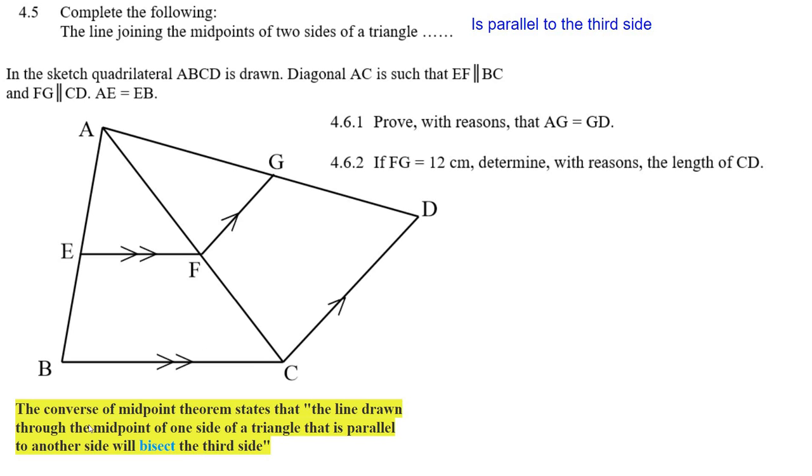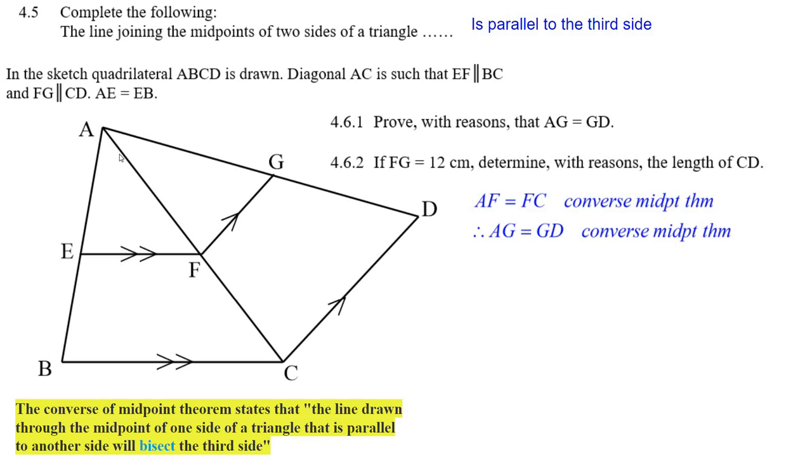And there's a thing called the converse of the midpoint theorem that states the line drawn through the midpoint of one side of a triangle that's parallel to the other side bisects this side. So that's why we can say AF is equal to FC because of the converse of the midpoint theorem.